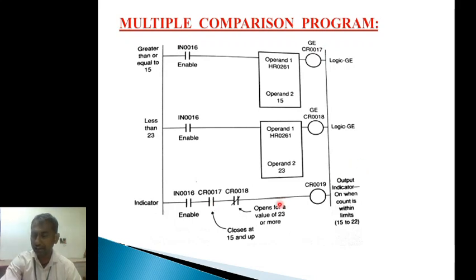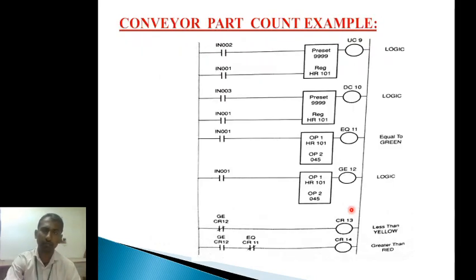So if the count is greater than 15, the CR0019 will be on, and if the count reaches 23, then the CR0018 will be on. At that time, this one is a normally closed contact. So when this is on, this normally closed contact acts as a normally open contact. Then there is no path for the CR0019, so the output will not be on. That means the output CR0019 will be on for the cases where the value lies between 19 and 23. So this is the multiple comparison at a time example.